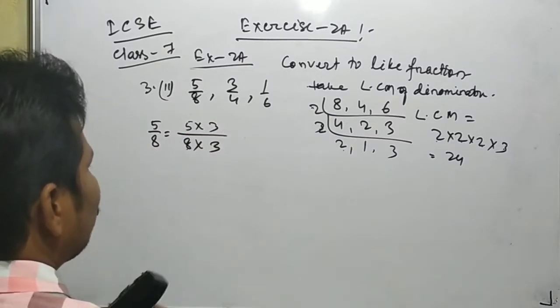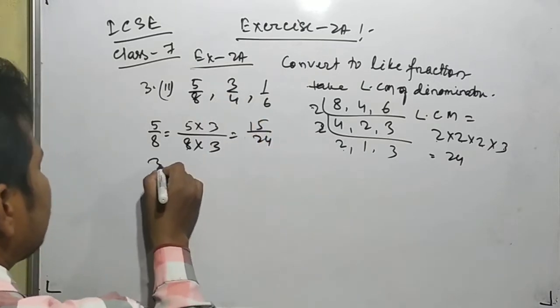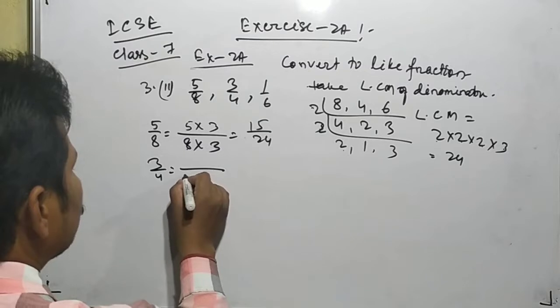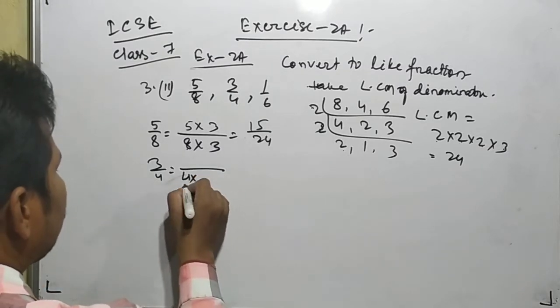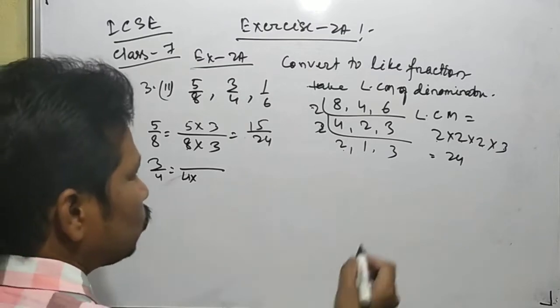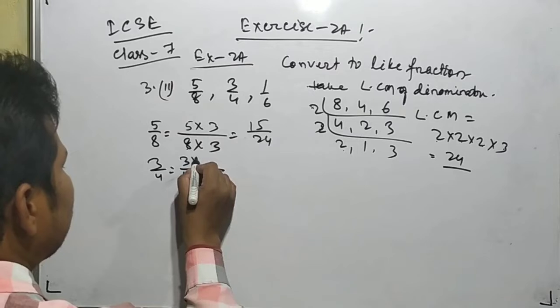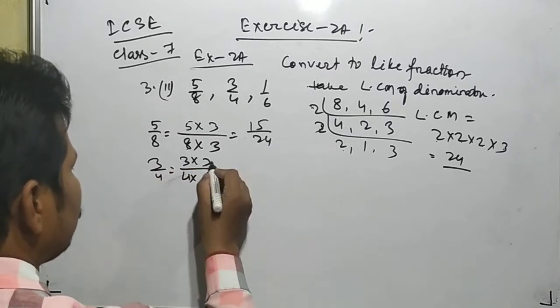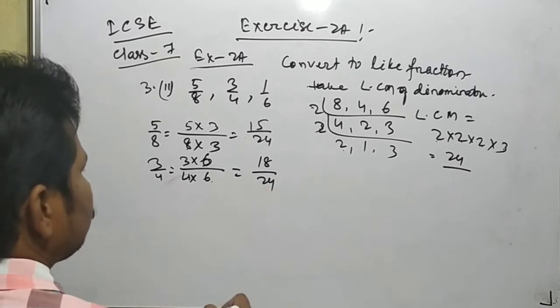The answer will be 15 by 24. Similarly 3 by 4: 4 into how much gives 24? 4 into 6. So we have to multiply 3 with 6. So the answer is 18 by 24.